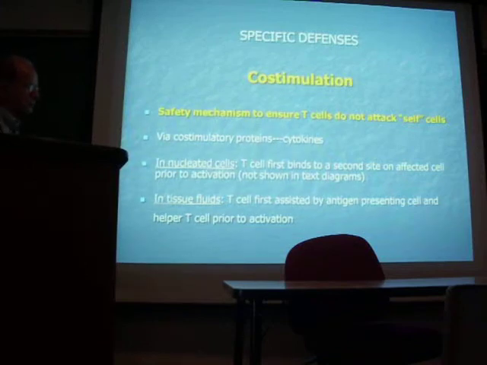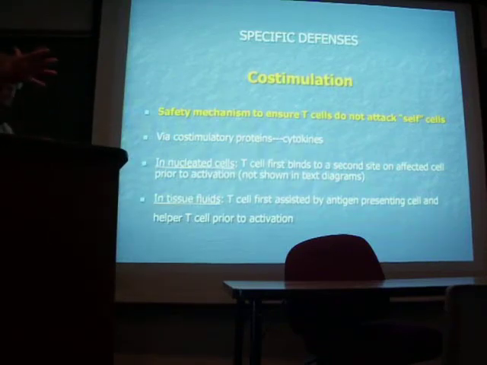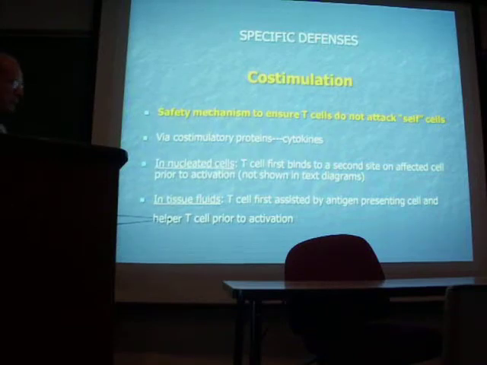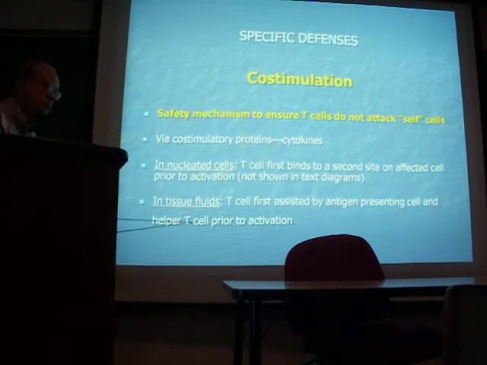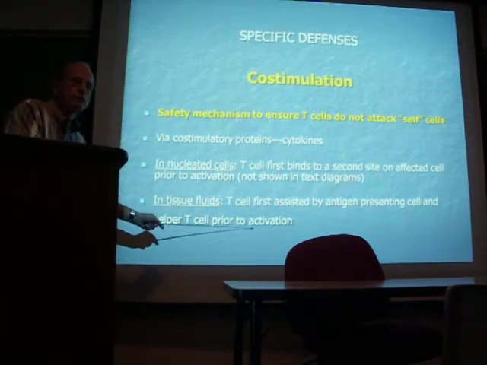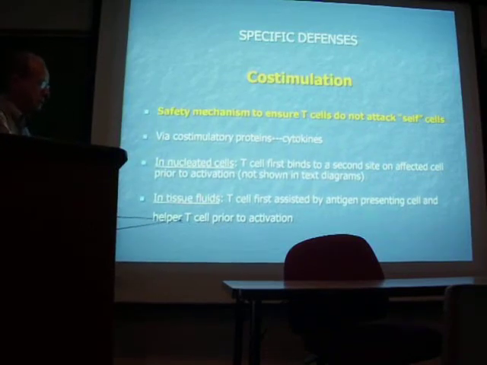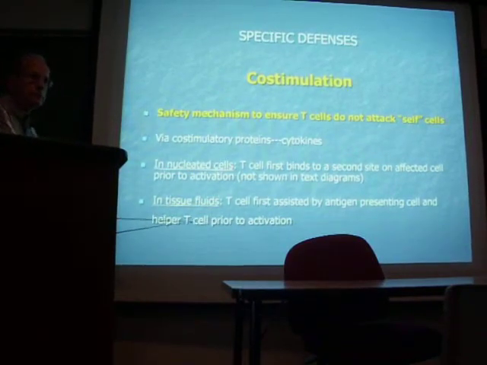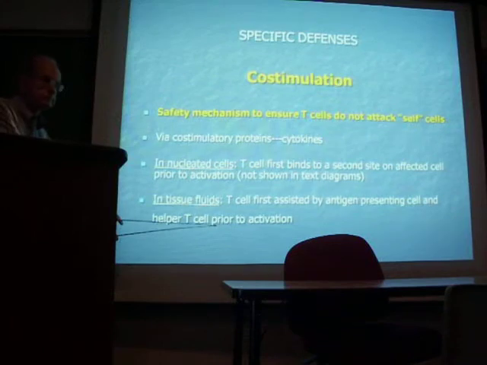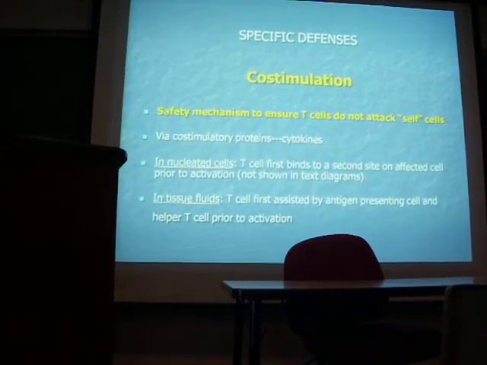In tissue fluids, the T cell is first assisted by an antigen-presenting cell, which is presenting the antigen to the T cell, and a helper T cell has to come along and finish out the co-stimulation process. This is the safety check right here, the assistance of a helper T cell before they will attack cells that they need in tissue fluid.